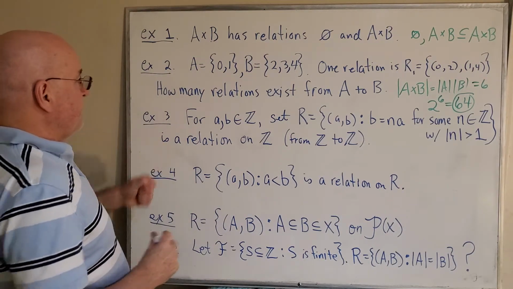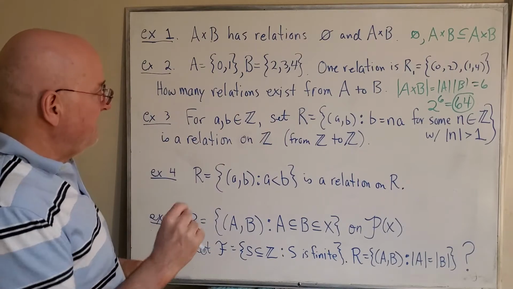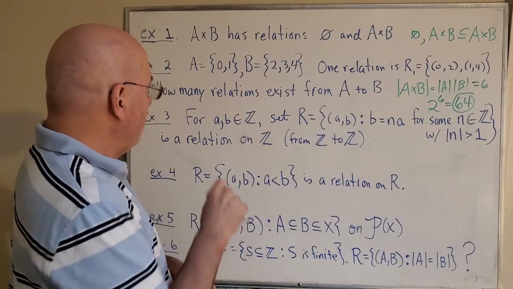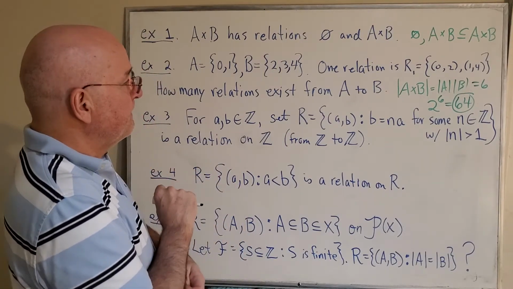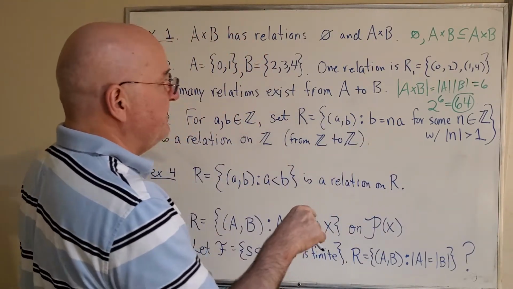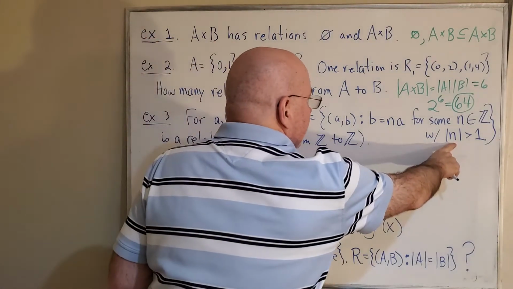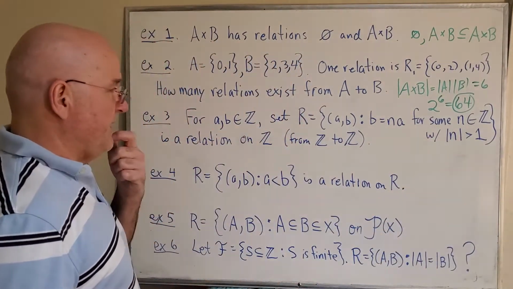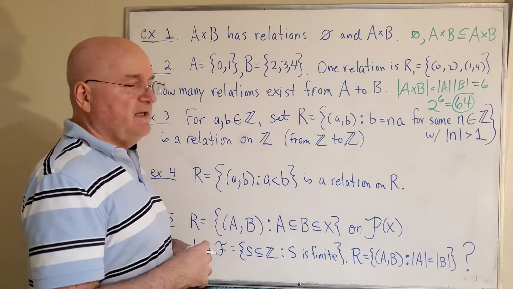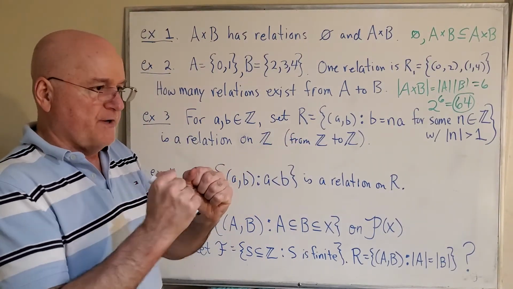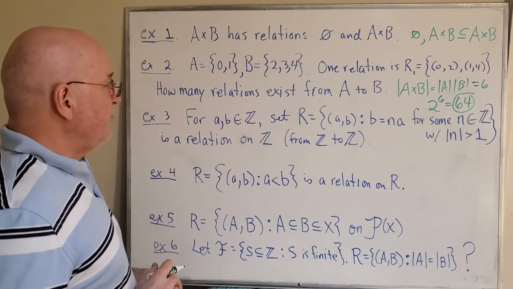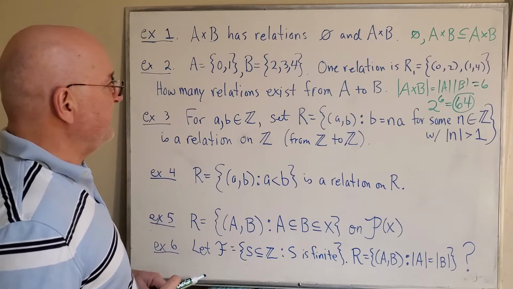Okay, next example. For two integers, A and B, let R be this relation. It's a set of ordered pairs where A and B, remember, are integers, where B is equal to nA for some n in the integers with absolute value being greater than 1. So if n is an integer with absolute value greater than 1, it means it can be any integer except for 0, 1, and -1. That's a relation. And what would be one element in it?